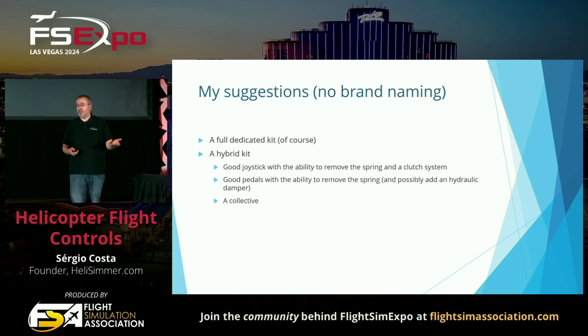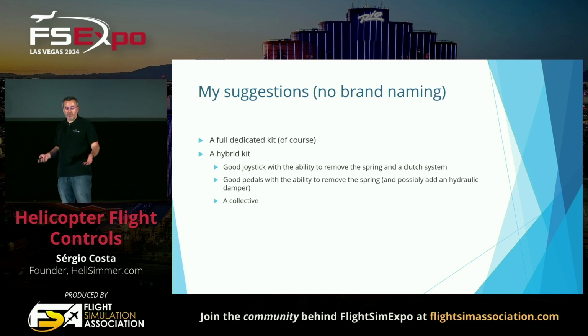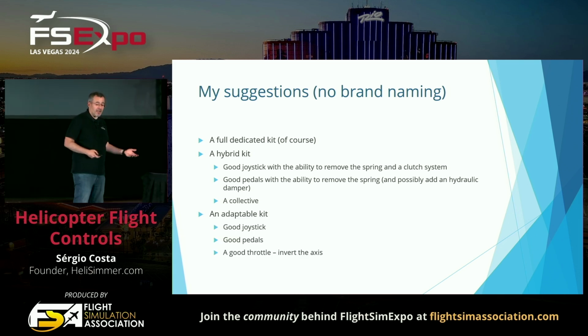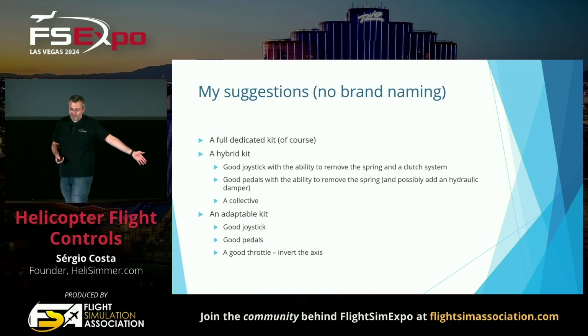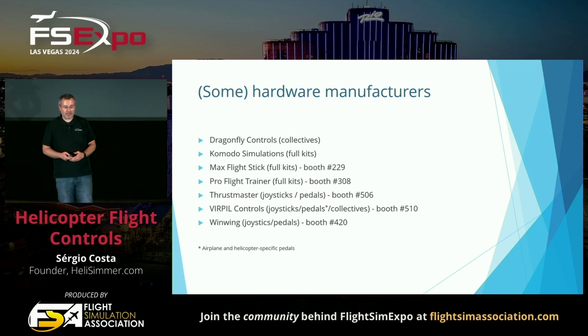Go with a good joystick with the ability to remove the spring, with a clutch system, good pedals in which you can also remove the spring and have a clutch system, and a collective. You don't need to remove springs or clutch systems there because it usually comes already ready to use. If you can't get a hybrid, just get an adaptable kit. Get something that has a good joystick, good pedals, good throttles, and again, don't forget to invert the axis.